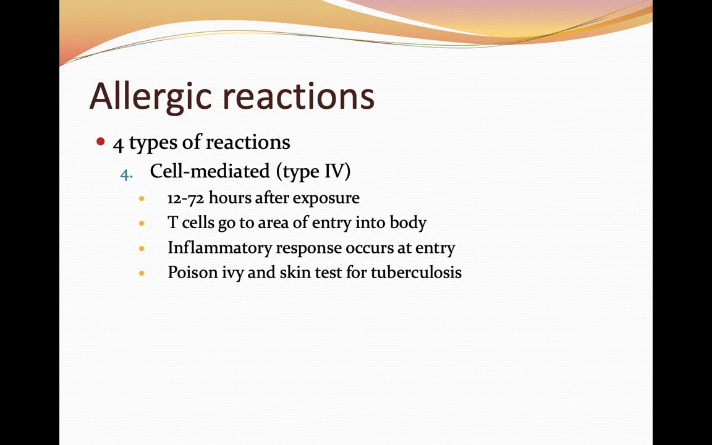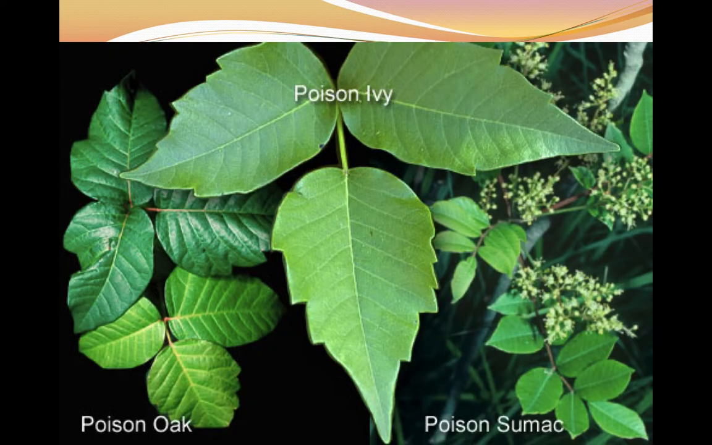And the most common one is poison ivy, where you touch the oils on the leaf, and 1 or 2 days later, you start getting an inflammatory response on your hands or somewhere on your skin where you touch those leaves. Some of you have also had the skin test for tuberculosis, where they put a tiny, very subcutaneous shot on your forearm, and you go back to the doctor 2 days later, and if you're inflamed in that area, you've had TB. If not, you do not have TB.